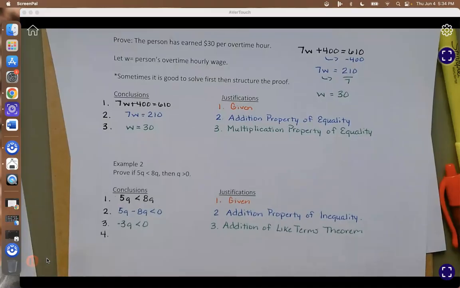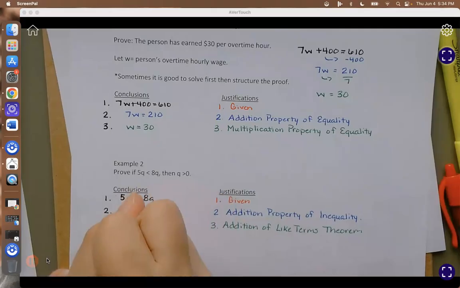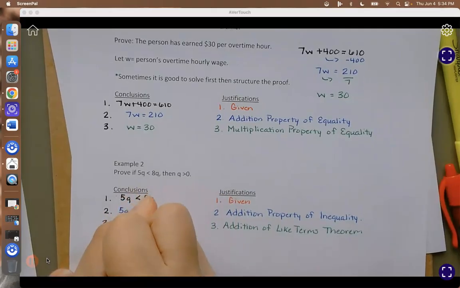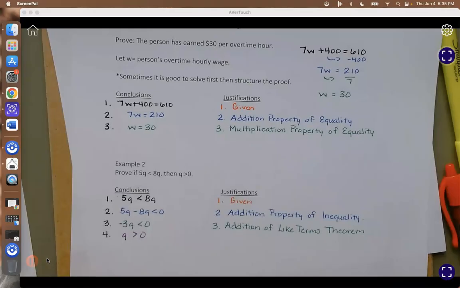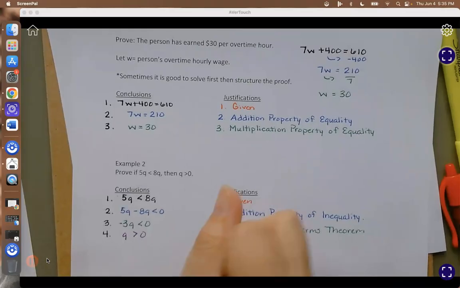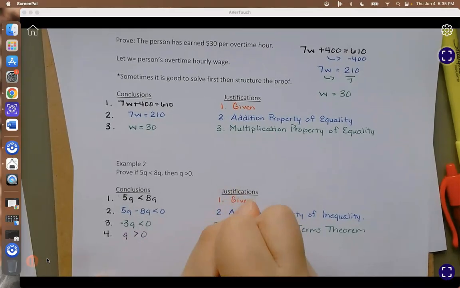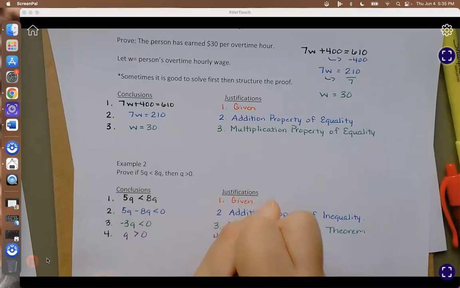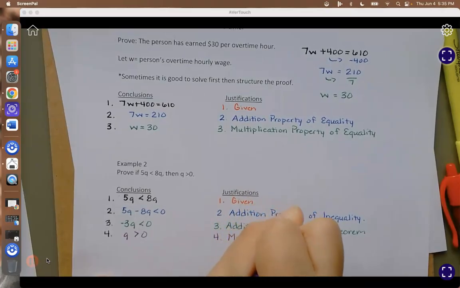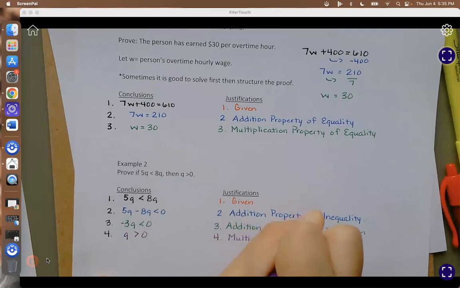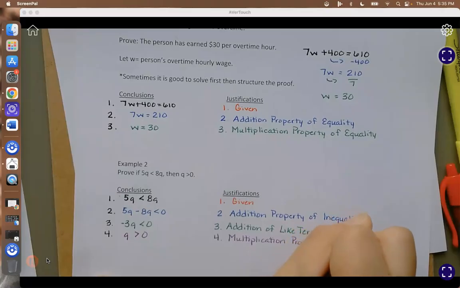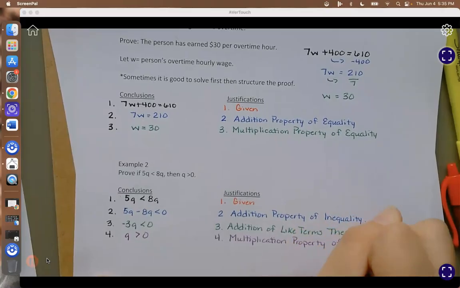Okay. Now, what do we do now? Well, we divide. Remember when you divide by a negative, it flips the symbol. So Q is greater than 0. So remember, any kind of multiplying or dividing is always listed as multiplication. So multiplication property of inequality.